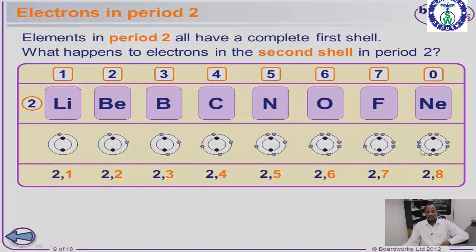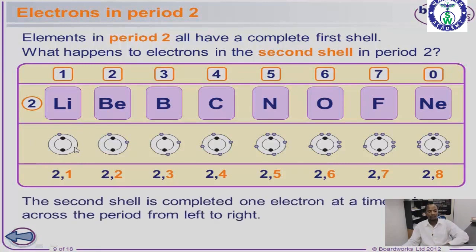Okay, so let's take a look at neon. Neon has 2 in the innermost and 8 in the outermost, so its balance is complete. The number of electrons is complete. So this is for the 2nd period. For the 3rd period, we'll start having the 3rd shell. It therefore means the number of the period determines the number of shells that you're going to have in your arrangement for any atomic structure.